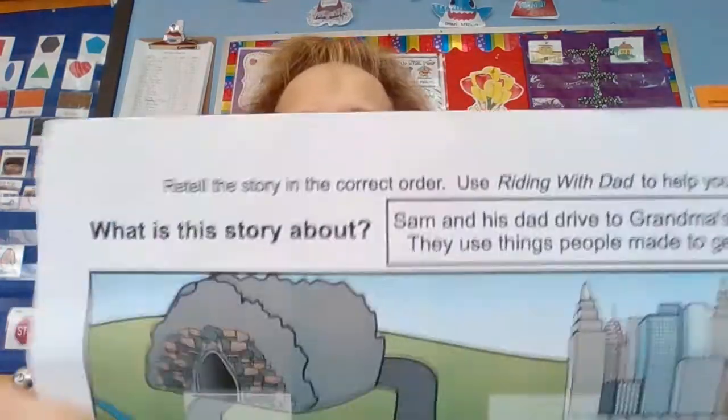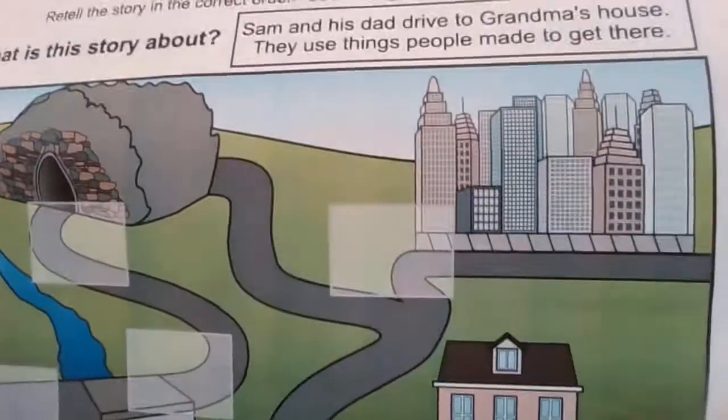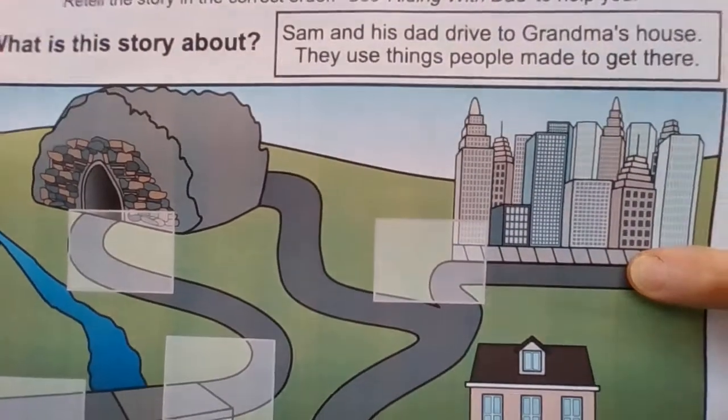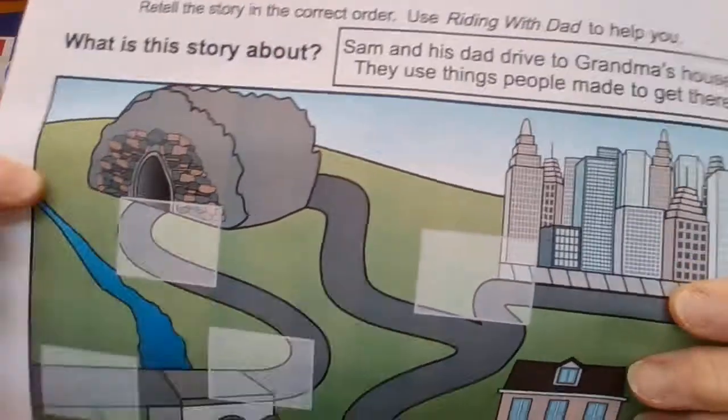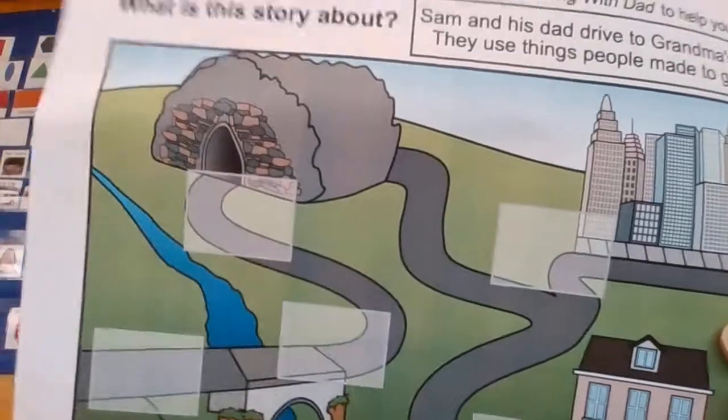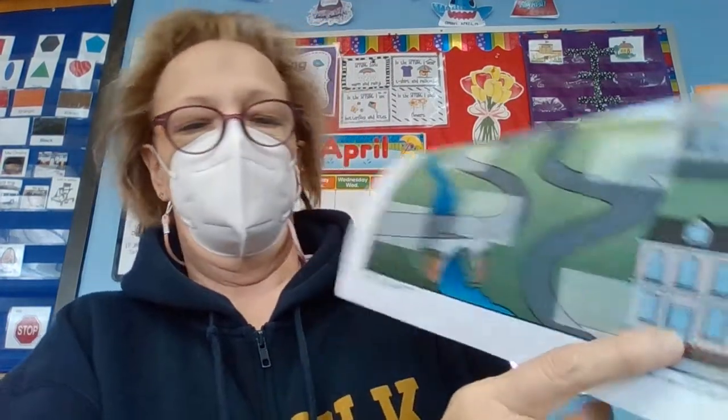One more little paper that goes along with this that I'm going to do. So we're going to retell our story with pictures. Trying to get them all separate. So here's our picture. We have our house. There's the big city. There's a tunnel to go through and a bridge to go over. So Sam and his dad drive to Grandma's house. They use things people made to get there. So that's what Grandma's house looked like.